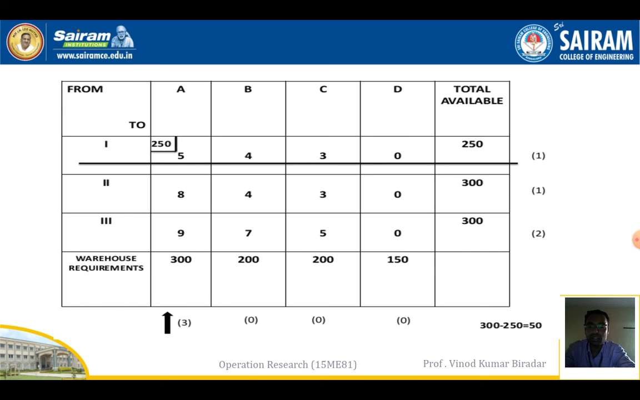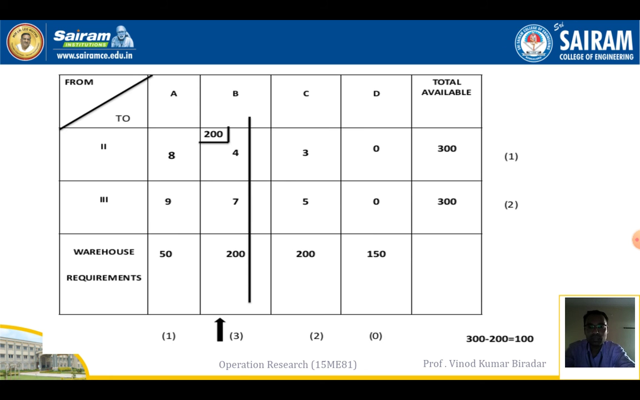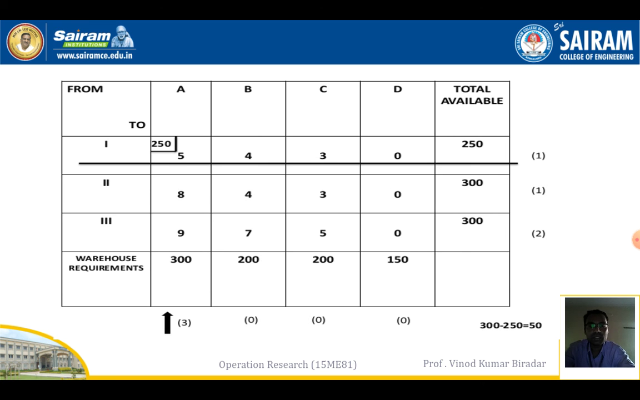First select the first corner. For the first corner, the warehouse requirement is 300 and the supply is 250. Here 250 is the lesser, so you assign that and delete the entire row. 250 minus 250 is equal to 0. Still 50 is remaining, so that you assign next. Here 300 minus 250 is equal to 50, and we delete that, so only the second and third columns remain.